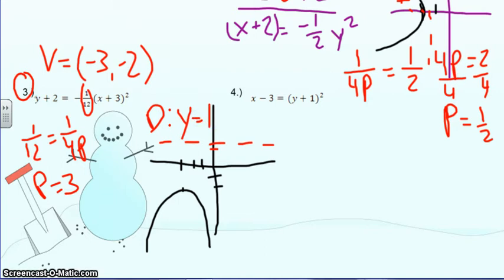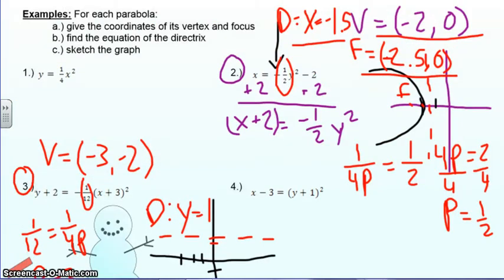All right, focus, I have to go down 3 inside the parabola. Okay, so that's going to be where the focus is. So the coordinates of the focus is going to be -3, -5. Okay, so try number 1 and number 4.